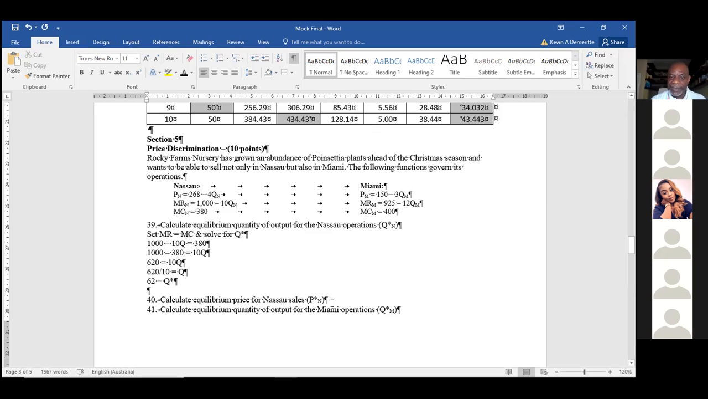Question 40 then, calculate the equilibrium price for Nassau sales. What do I do? Use the price equation. I take that Q star and plug it into my price equation. Make sure I'm looking at the price equation for Nassau because that's what they're asking about. The price equation for Nassau is P equals 268 minus 4Q.